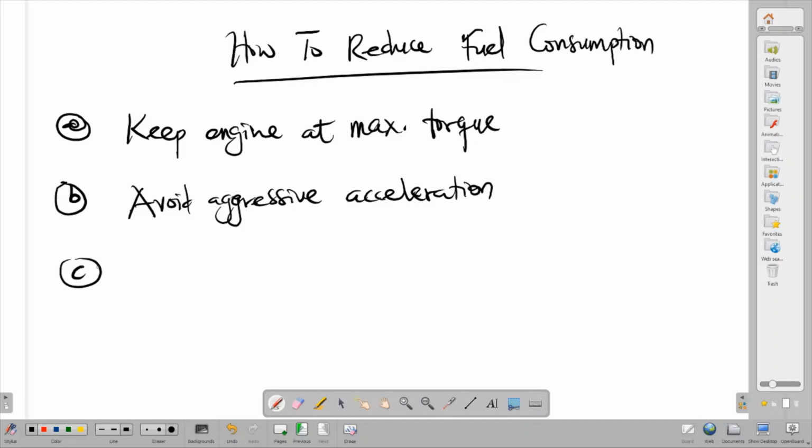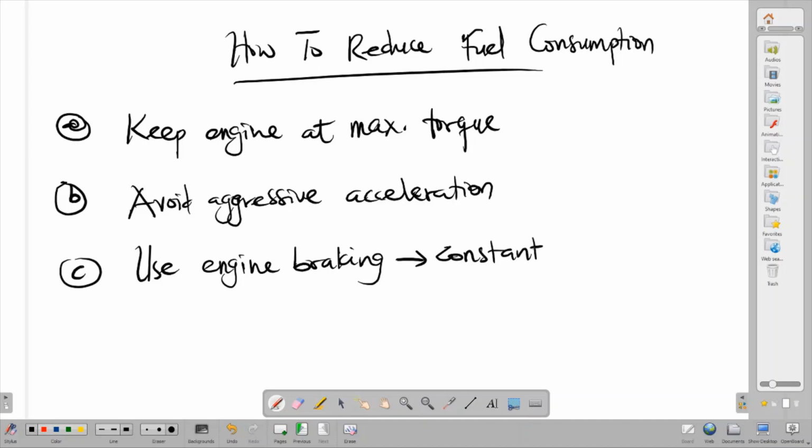To reduce fuel consumption, we can also make use of engine braking. With engine braking, what we do is that we lift our leg off the accelerator pedal. We do not brake, hence we maintain a constant speed where there is no acceleration and there is no braking.